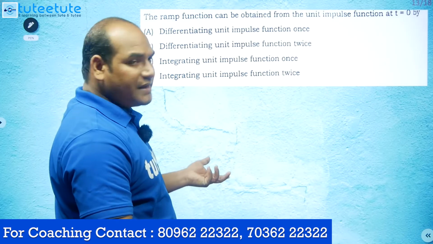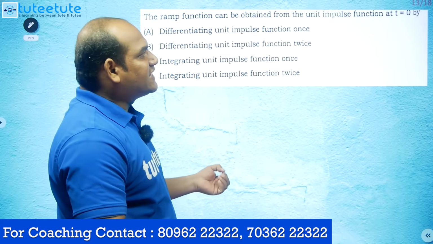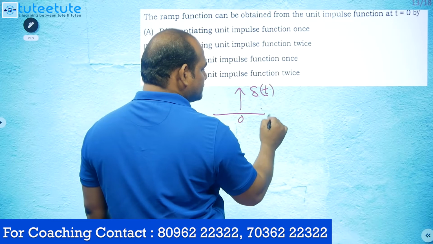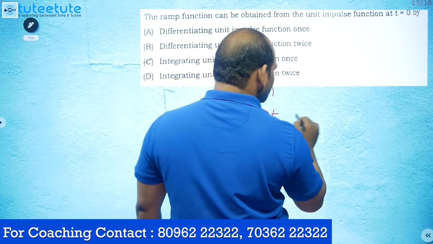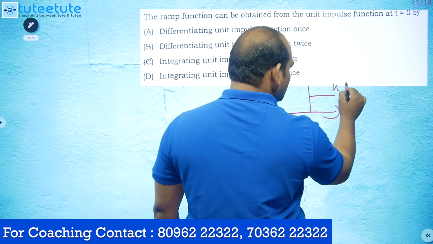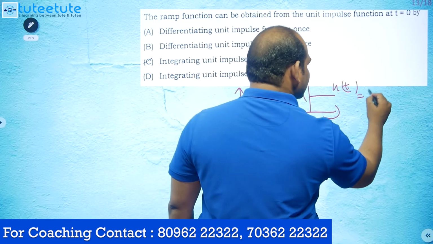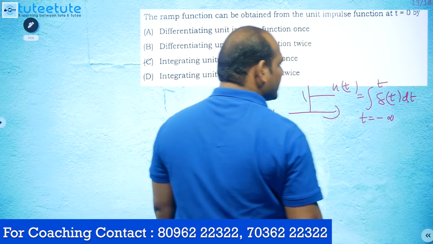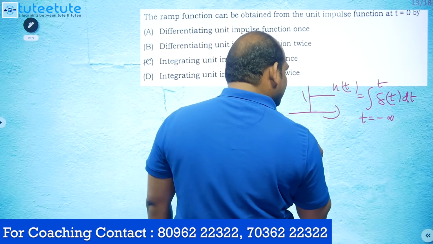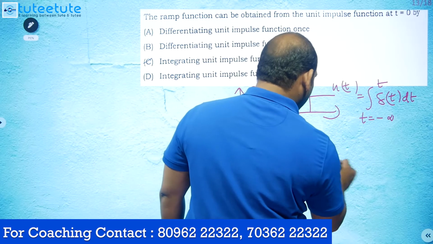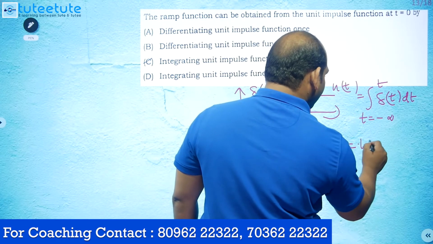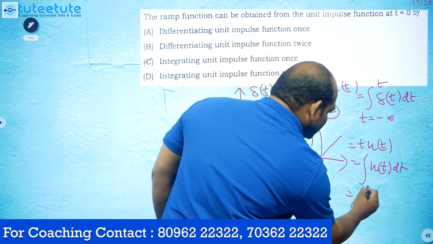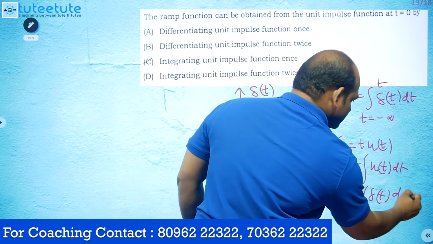Next, the ramp function can be obtained from the unit impulse function at t is equal to 0. So the unit impulse function is nothing but, it is like this, del of t. If you integrate this one, you will get u of t, where 1 is available. So this is actually the integration of del of t dt, where t goes from minus infinity to t. And if you integrate this one, you will get the ramp function r of t, like this. It is nothing but t into u of t, that means one time integration of u of t, that means double time integration of del of t. This is what we have to do.